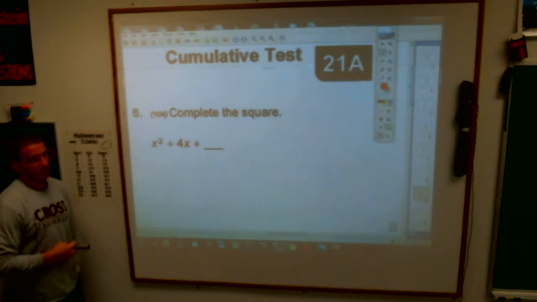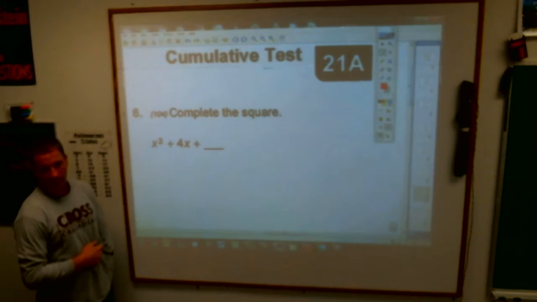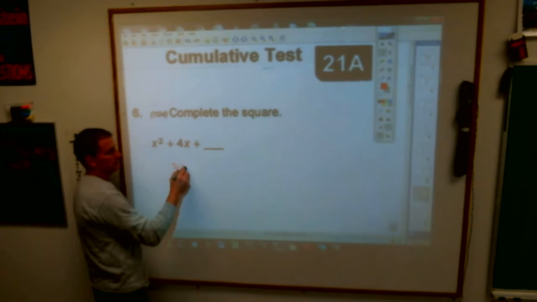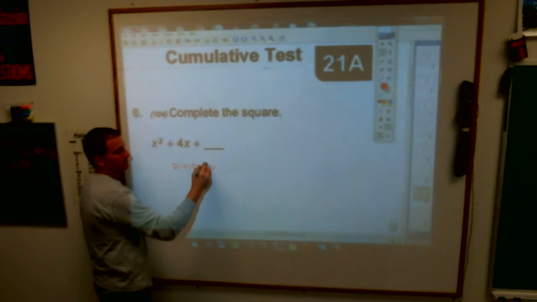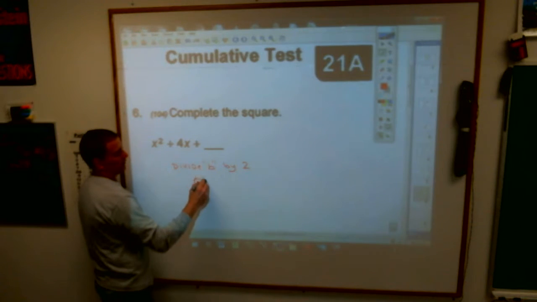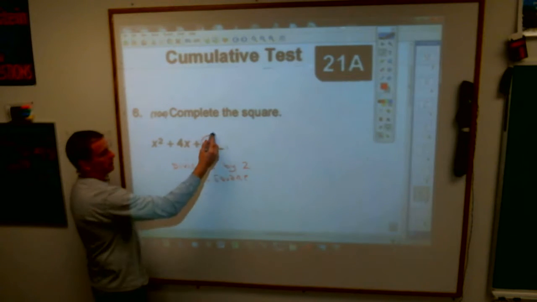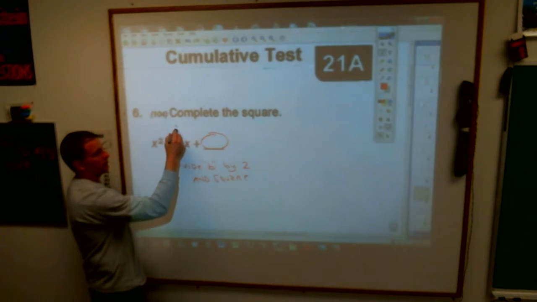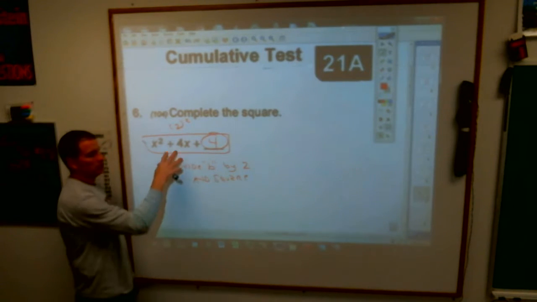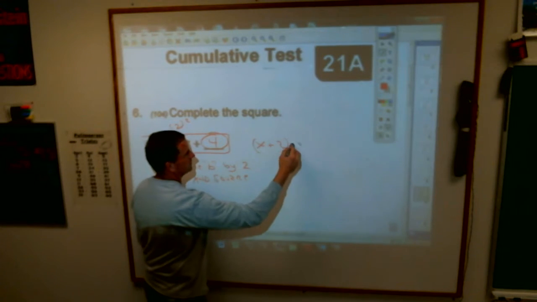How many people missed completing the square? Everybody got completing the square? Perfect. The only thing you have to remember is to divide b by 2, cut it in half, and square it. This number here comes from, when you take 4, cut it in half, which is 2, square that, you get 4. The reason you do that is because that's perfectly factorable into x plus 2 times x plus 2.